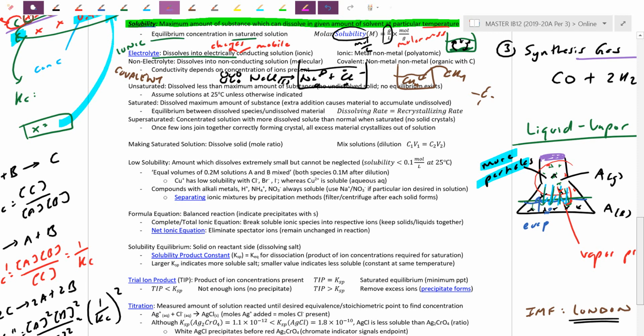Some other terminology here. When they use the term saturated, it basically means I've already thrown in the solubility limit. I've dissolved in the maximum amount. In grade 11, we just said, oh, it's just the amount when the first crystal then ends up appearing.